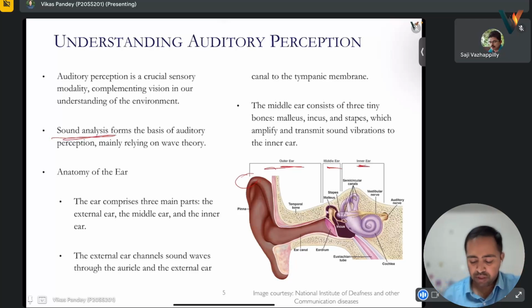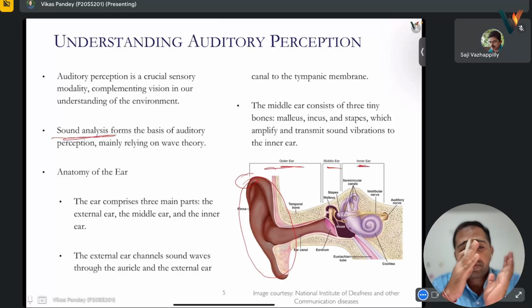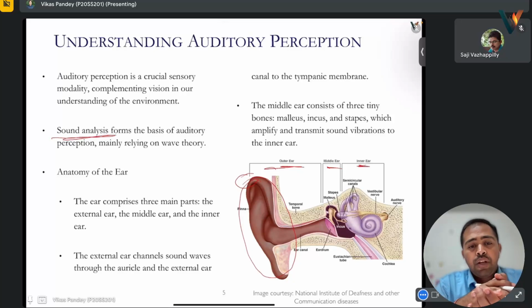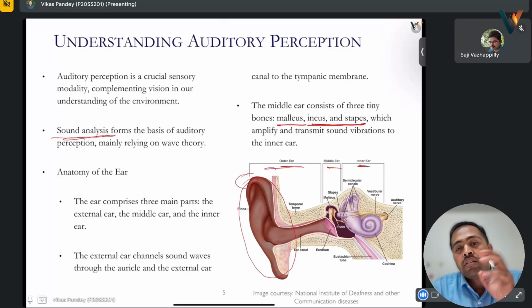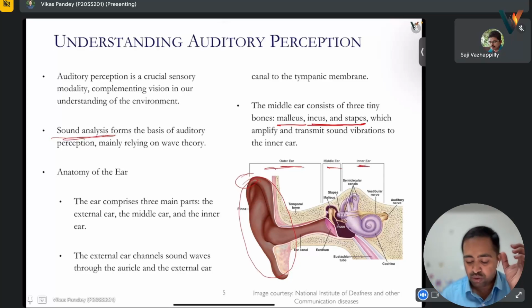This part channels the sound waves to the tympanic membrane, or the eardrum. That is where the middle ear starts. The middle ear consists of three tiny bones, which are the smallest bones in our body: the malleus, incus, and stapes. They are a mechanical amplifier, and they transmit the sound vibration into the inner ear. So we can say that here the conversion occurs.